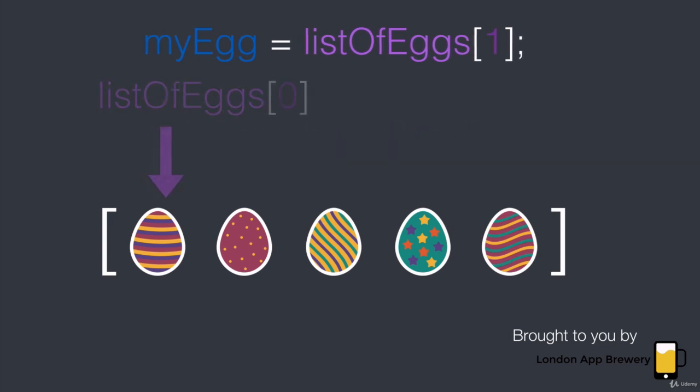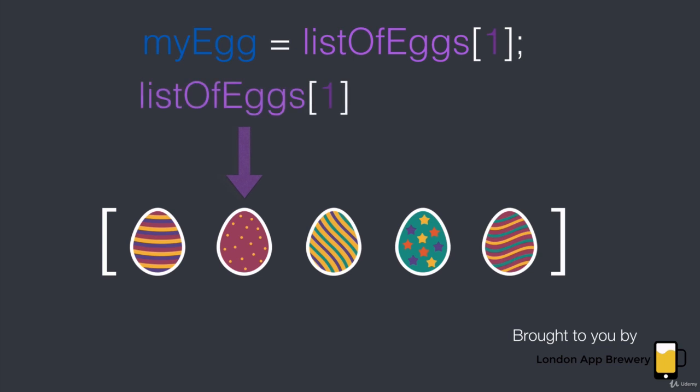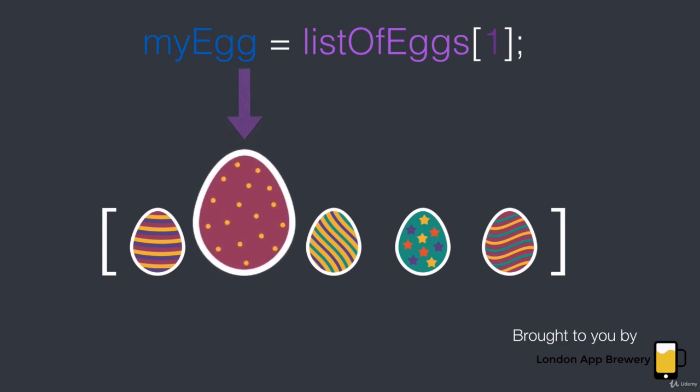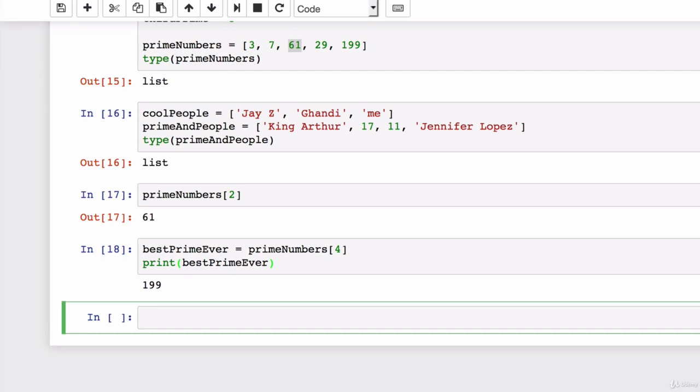The answer is we would be grabbing the second egg in the list, the spotted one. Again, this is because programmers start counting from 0. Now, the reason I'm belaboring this point so much is because forgetting to count from 0 is super common, and these off-by-1 errors will also crash your Python program.